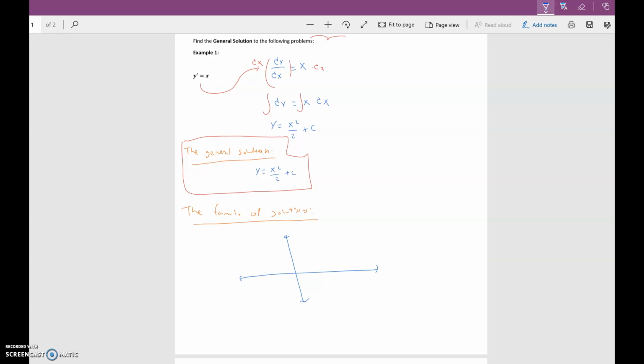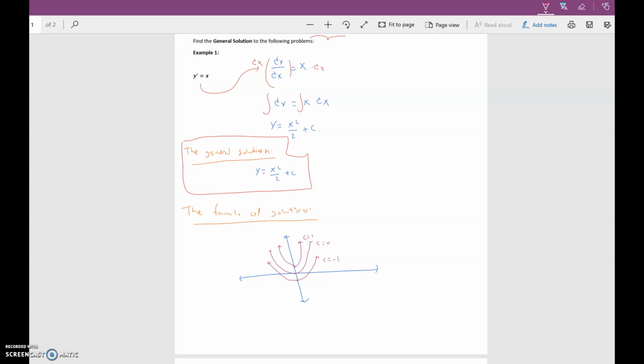And for the family of solutions, we typically show 3. We're just going to show 3 parabolas with different c values, which represent constants. Obviously this is not to scale, but the first one is going to pass through the origin, so this is c equal to 0. And when c is equal to 1, it's going to pass through (0, 1). So this will be c equal to 1. None of these are to scale, but this will be c equal to -1.